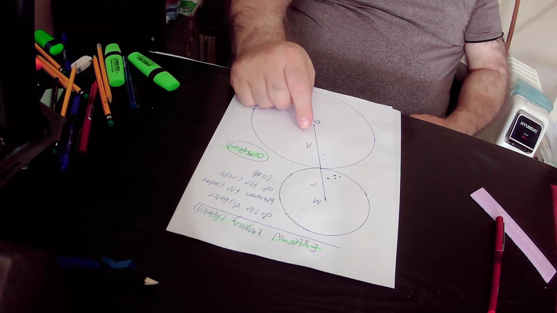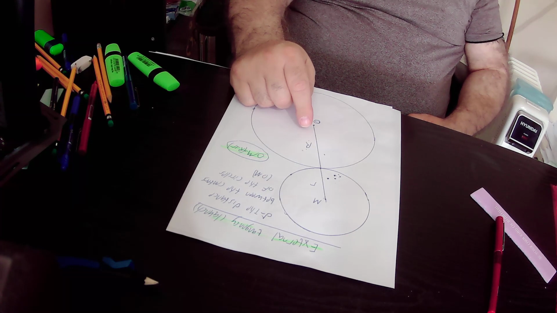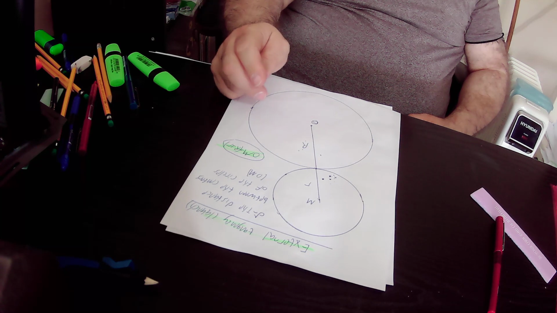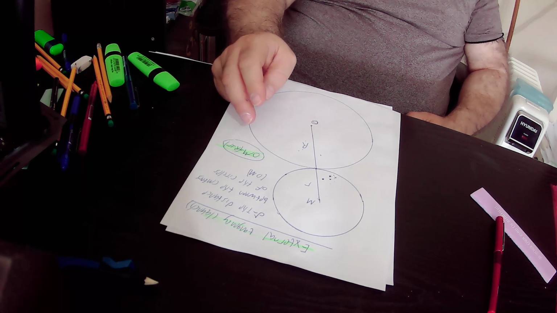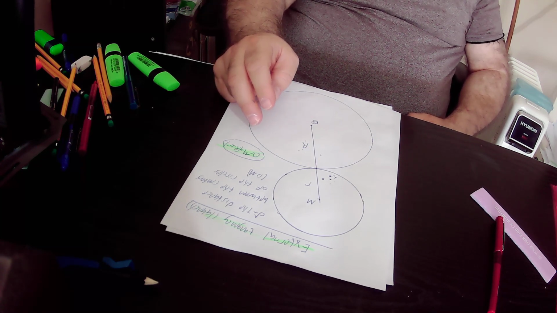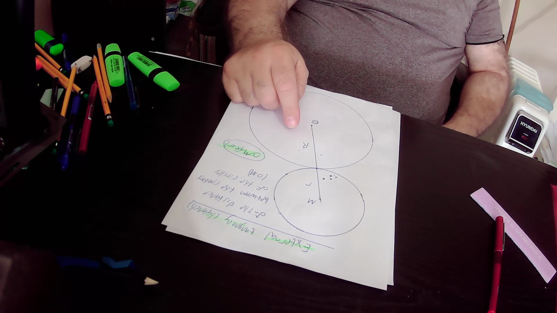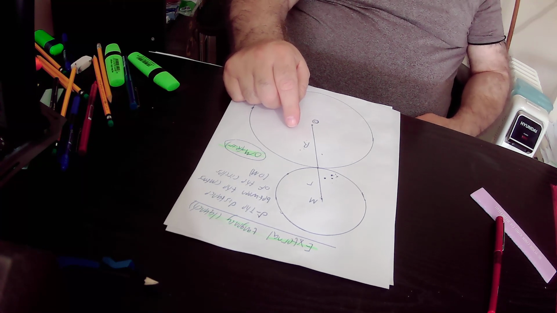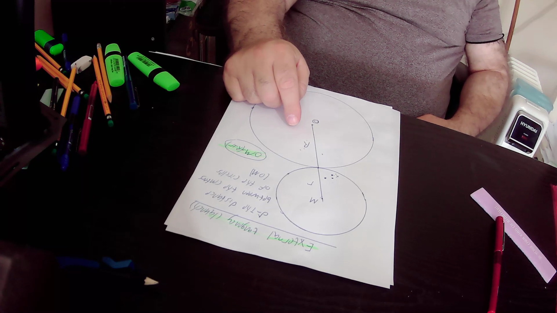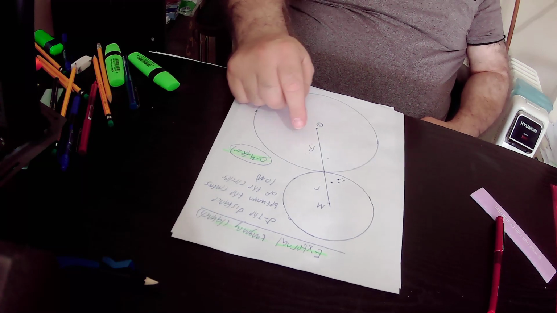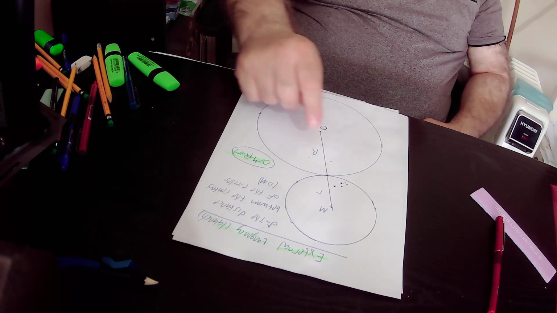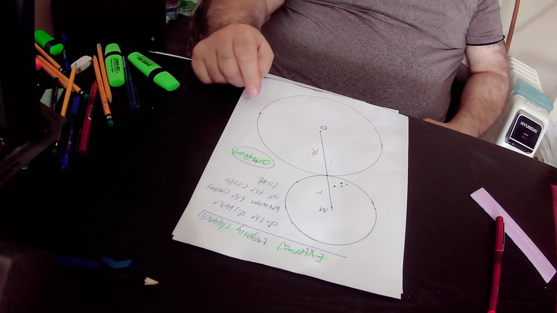So in conclusion, the distance between the centers of those two circles will be equal to capital R plus small r, and whenever two circles are touching each other externally, like in this drawing, then the distance between the centers of the two circles will be equal to the sum of the lengths of their radii. In this case, it will be equal to capital R plus small r.